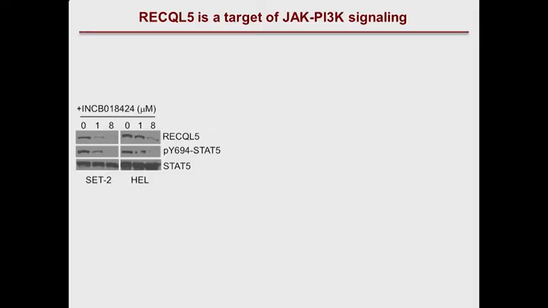So then we were interested in how this pertained to Jak2. We did various experiments knocking down and inhibiting Jak2. I'm just going to show you some of them here. This is where we took a human cell line. Set2 is a cell line that is heterozygous for the Jak2 mutation. HEL cells are homozygous for the Jak2 mutation. We treated them with INCB018424, which is ruxolitinib. With increasing concentrations of ruxolitinib, you can see inhibition of STAT5 phosphorylation, as you would expect, but also a decrease in RECQL5 expression.